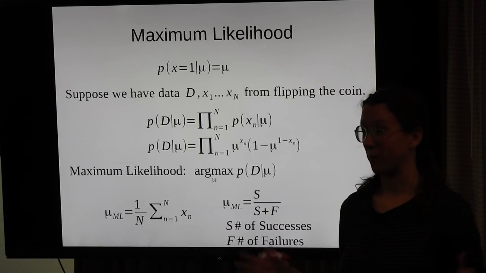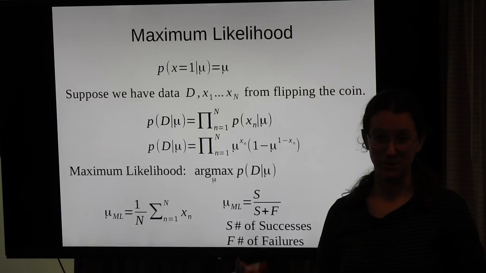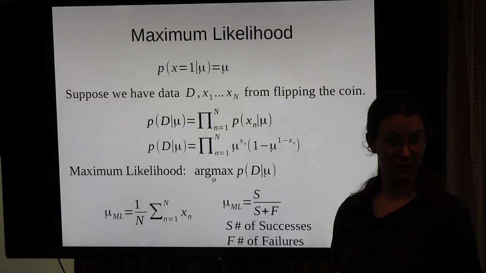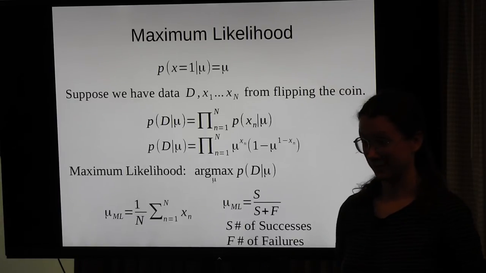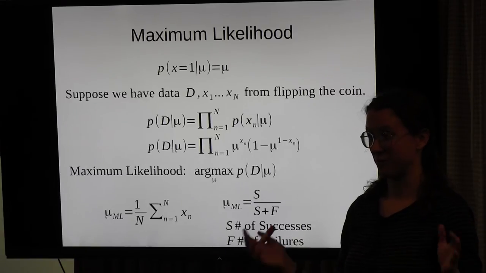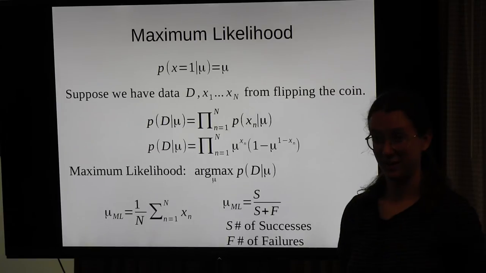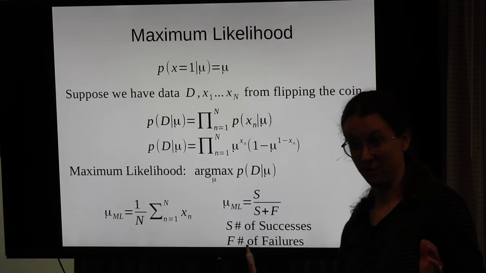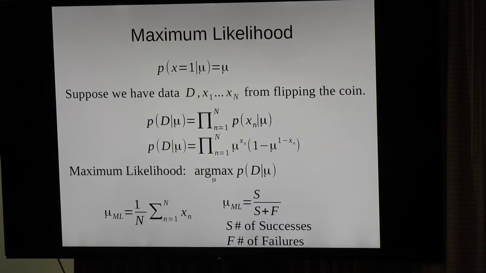What if we know nothing about mu? What's the sort of maximum entropy version of that? What does it look like? If we know nothing about mu, what's our distribution over what mu could be? Well, mu is a real number. It goes between 0 and 1. Right, it's a uniform distribution, right? So it's going to look like this, if I know nothing.